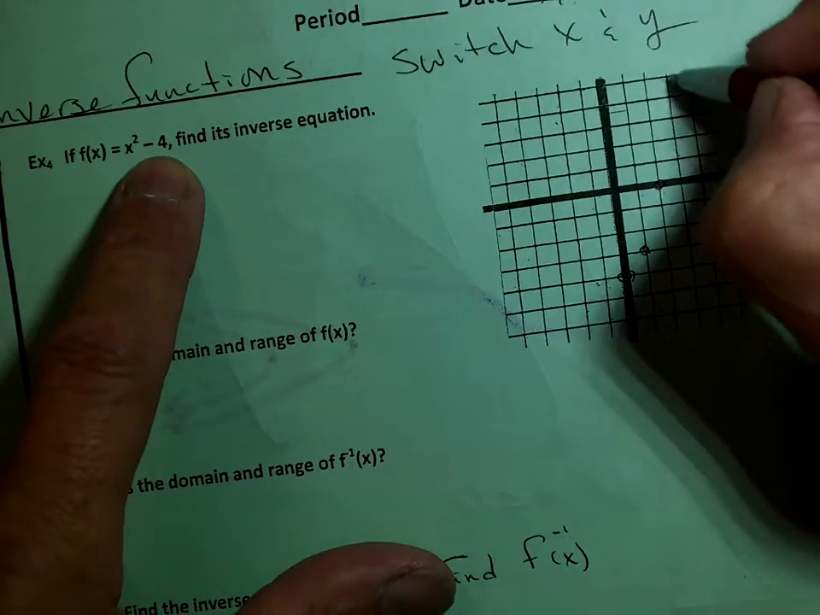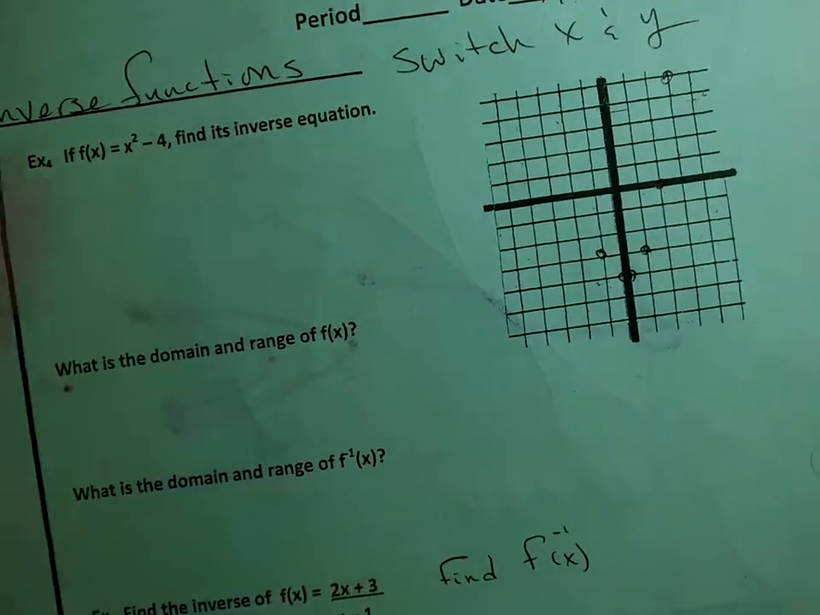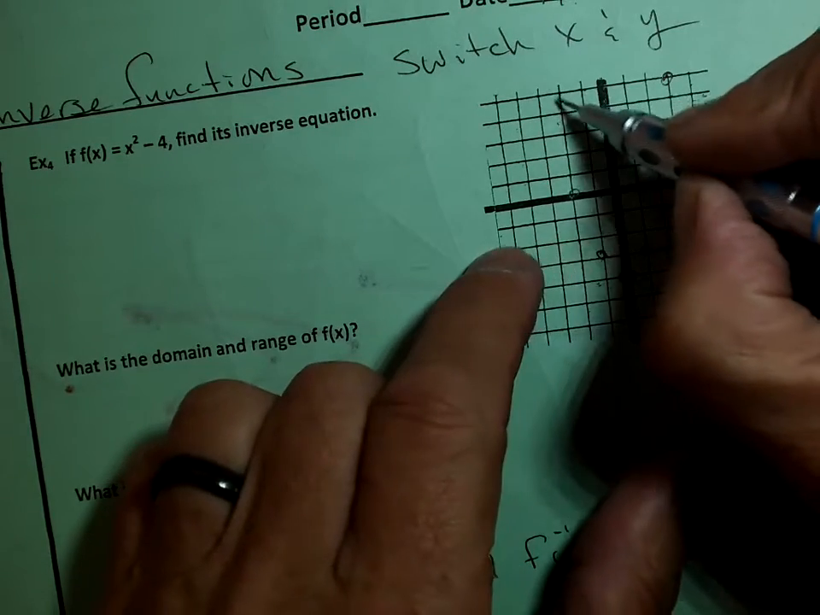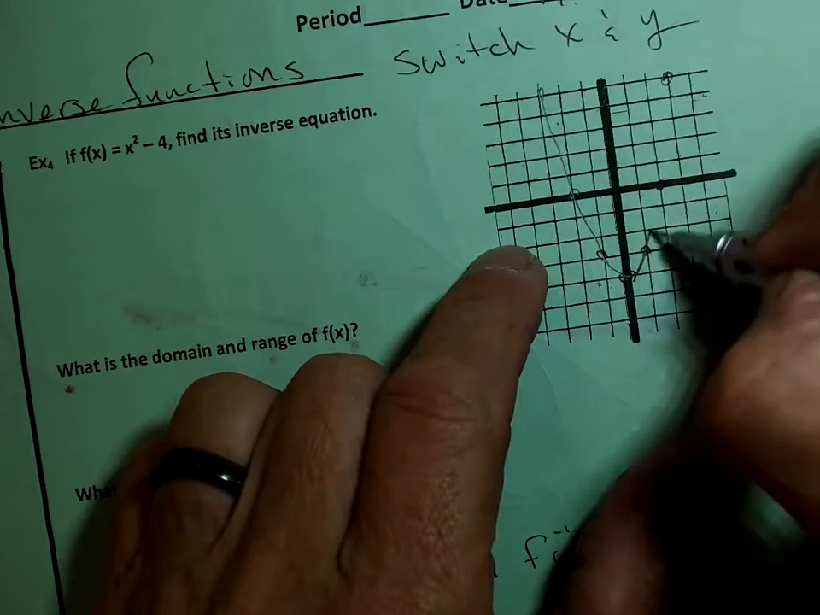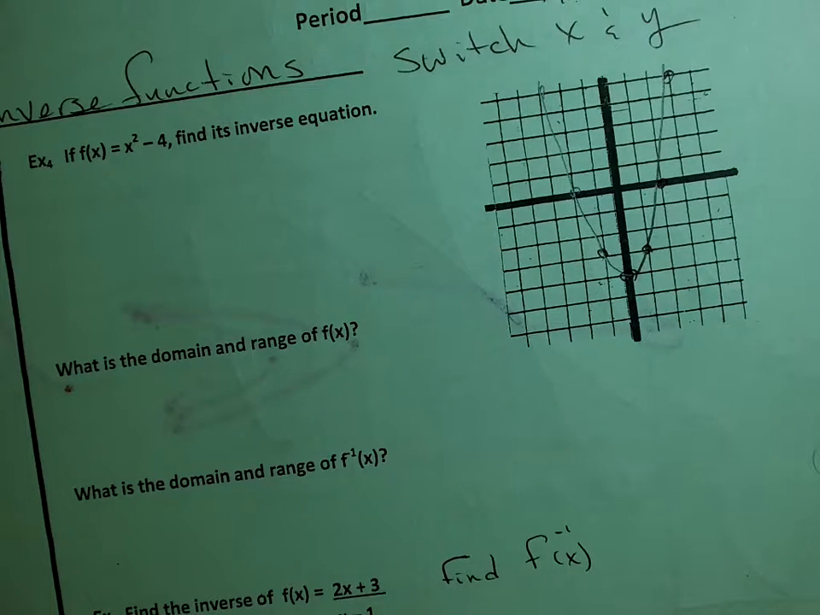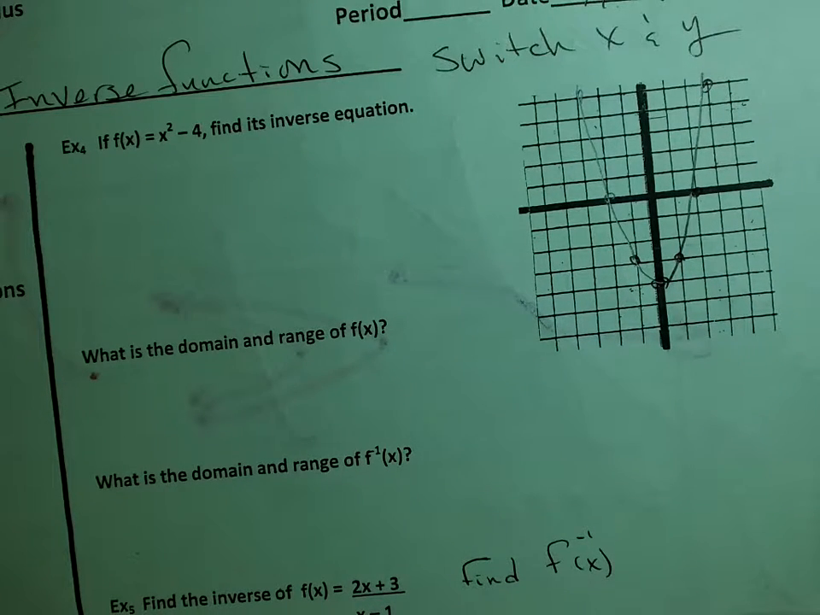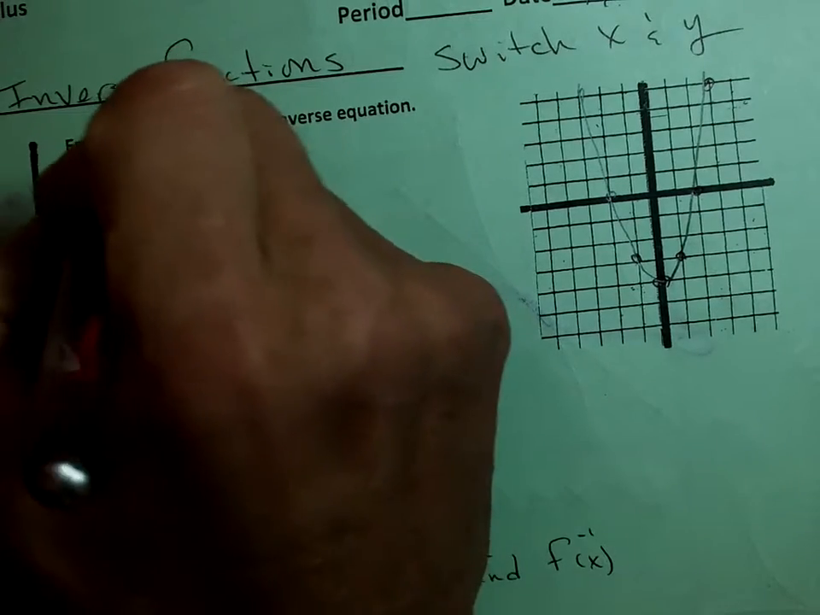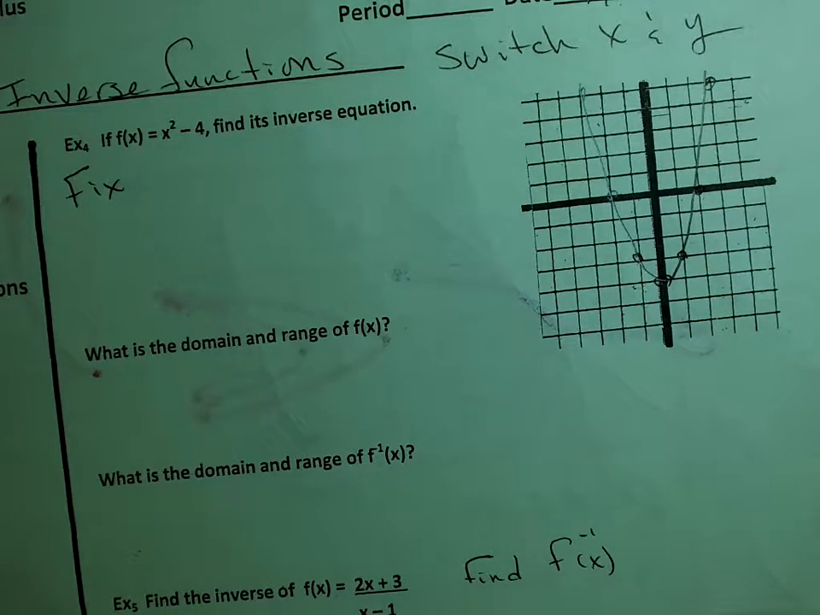1, 2, 3, 4, 5. So I want to use a pencil on this one because I'm going to erase. Okay, here's my parabola, correct? And it does not have an inverse, right? So we're going to fix it. If we can get rid of half of the graph, either the back half or the front half, it would work, right? Because right now it's not going to pass a horizontal line test.